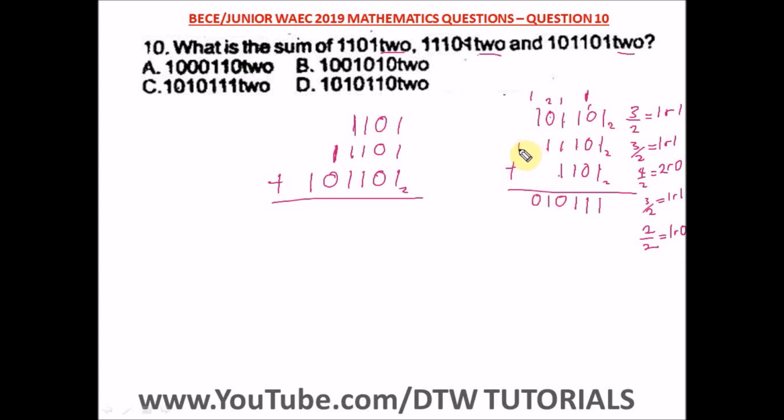Okay, and this one will be a 1 plus an invisible 0 here, so we'll drop our 1. So this is our answer. The answer is 1010111. So where is our right option here? This is our right option, which is option C. Okay, so this is our right answer.